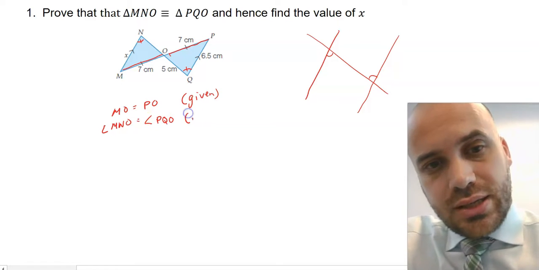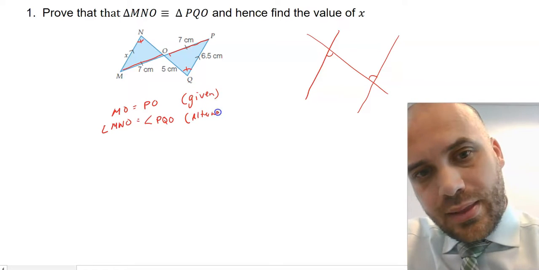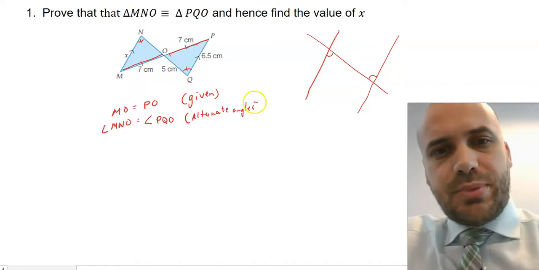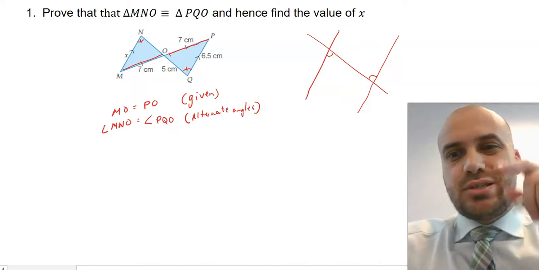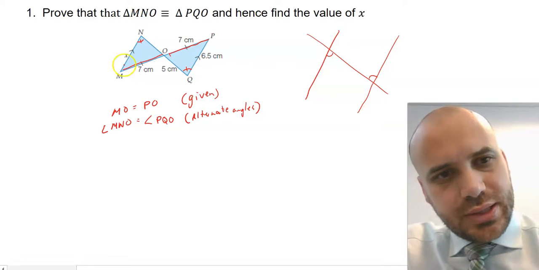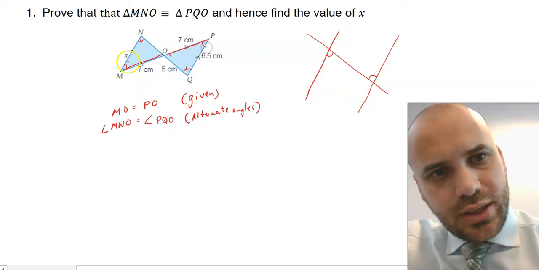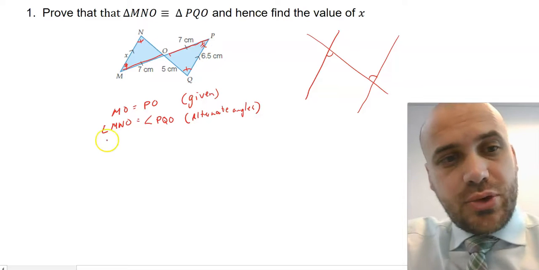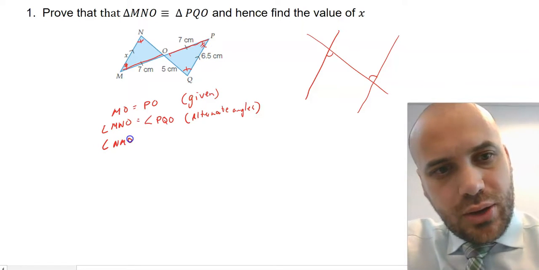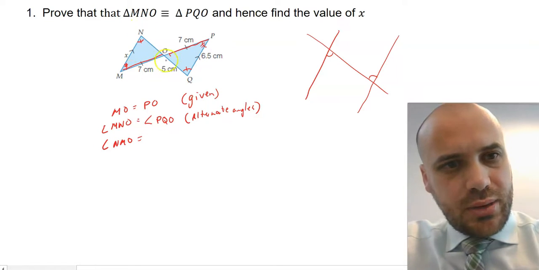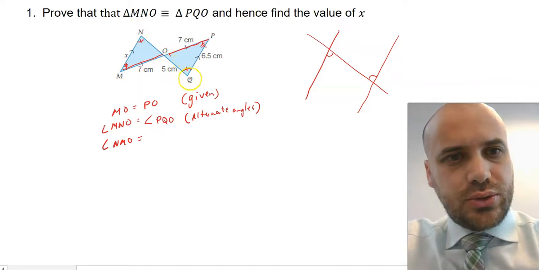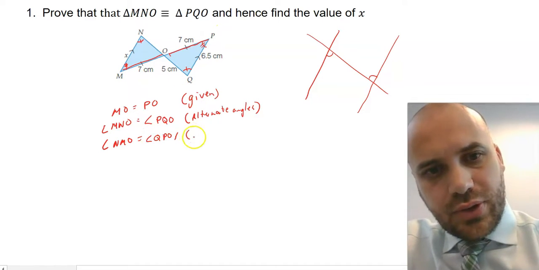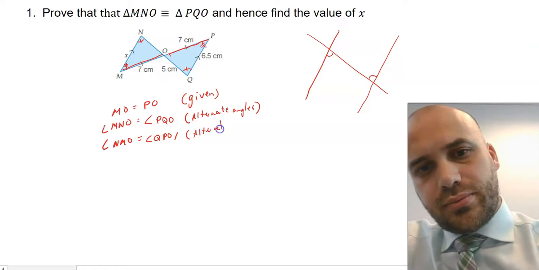The reason is alternate angles. And if you're stepping a little bit ahead, you might see that we can do this a second time because we have this second transversal here. And this angle here is going to be equal to this angle here for the same reason. Angle NMO is going to be equal to QPO because of alternate angles.